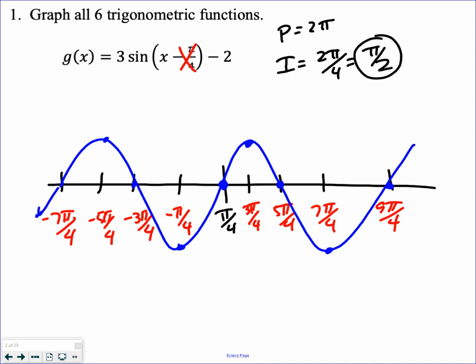Next, describe the midline. So the midline starts at -2. The number at the end being added or subtracted tells me where the midline is located. Then the number in front gives me my amplitude, how much it goes up and how much it goes down. So it goes up 3 and down 3. So there's our first one.